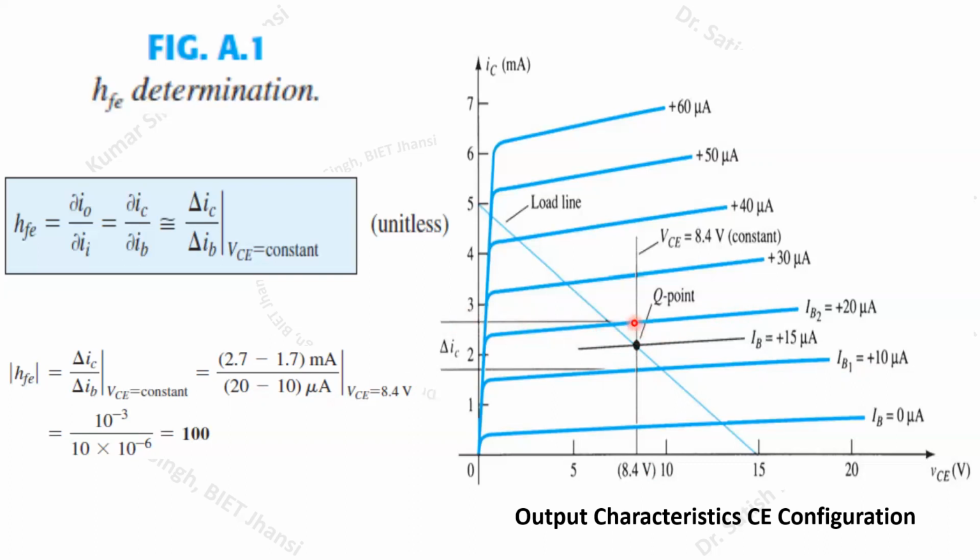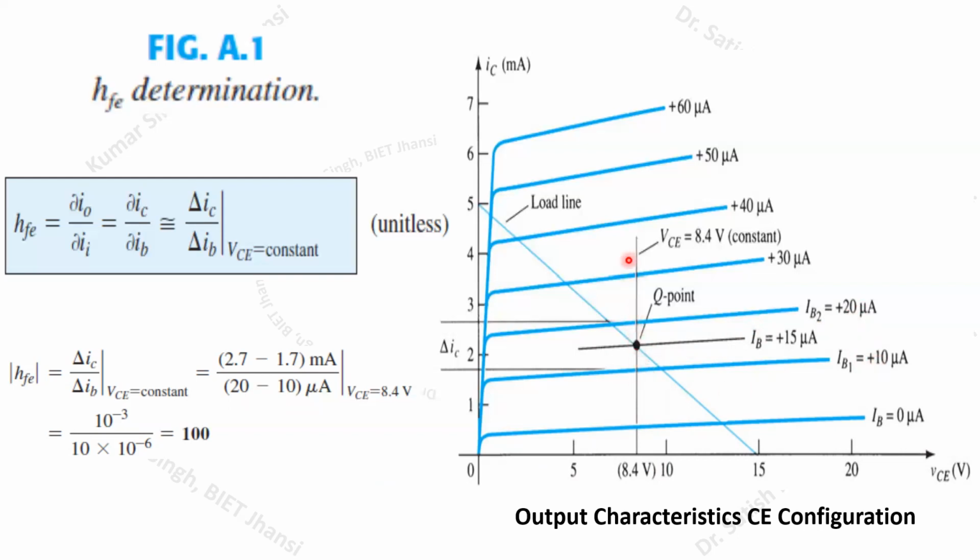Here you can see, if we draw a dotted line like this at this point, first of all we have to draw this vertical line. Here we have the Q point. First, we have to locate the Q point. Then we have to choose a particular value of delta IB. So let us say this delta IB corresponds to 20 minus 10 microamperes, so it is a 10 microampere deviation in the delta IB we are considering.